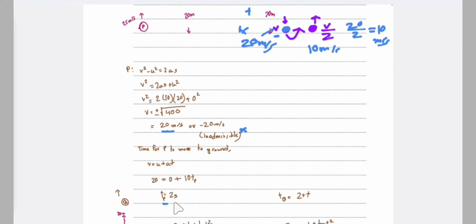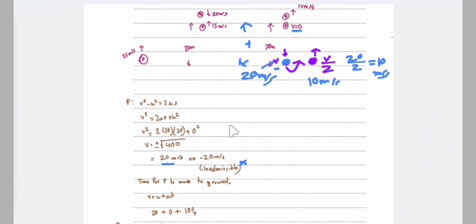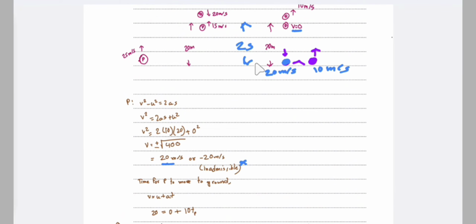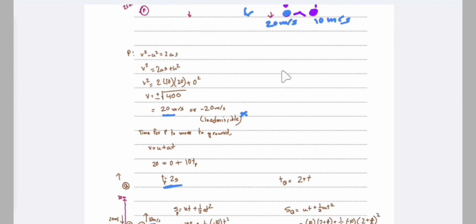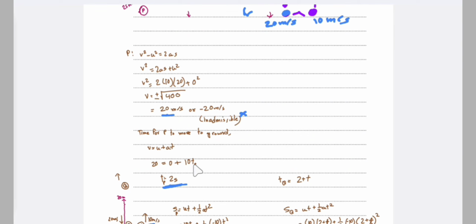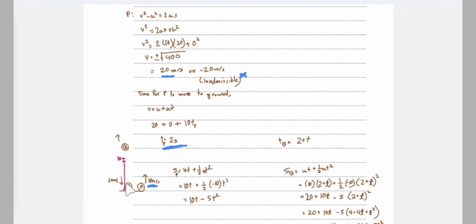So P took about 2 seconds to reach the ground. So 2 seconds. Now, P took 2 seconds to reach from the 20 meter height to the ground. Now, what is the distance traveled by Q?